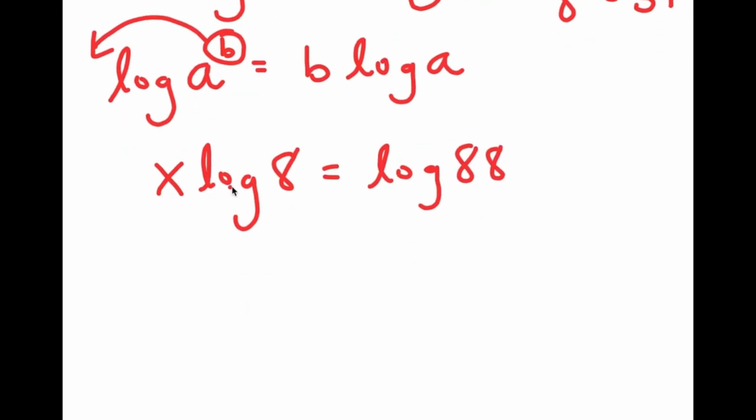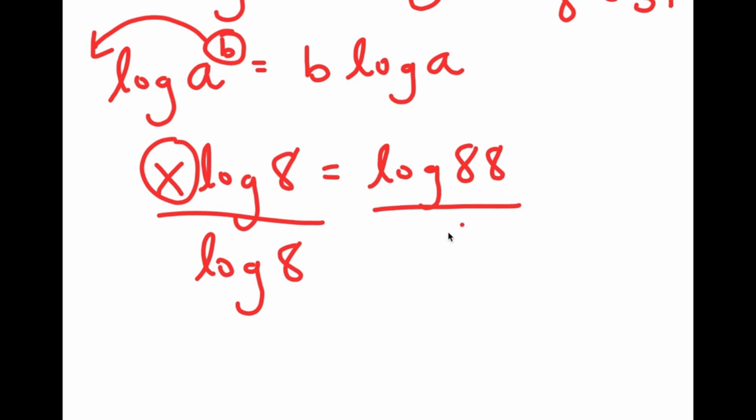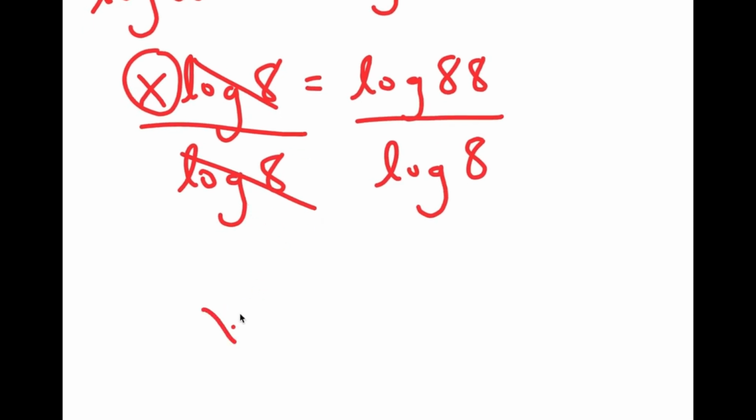So now I have x times log 8 is equal to log 88. And I want to isolate x because that's what I'm solving for. So I'm going to get rid of this log 8 by dividing both sides by log 8. So now these two cancel out, and I get x is equal to log 88 over log 8.